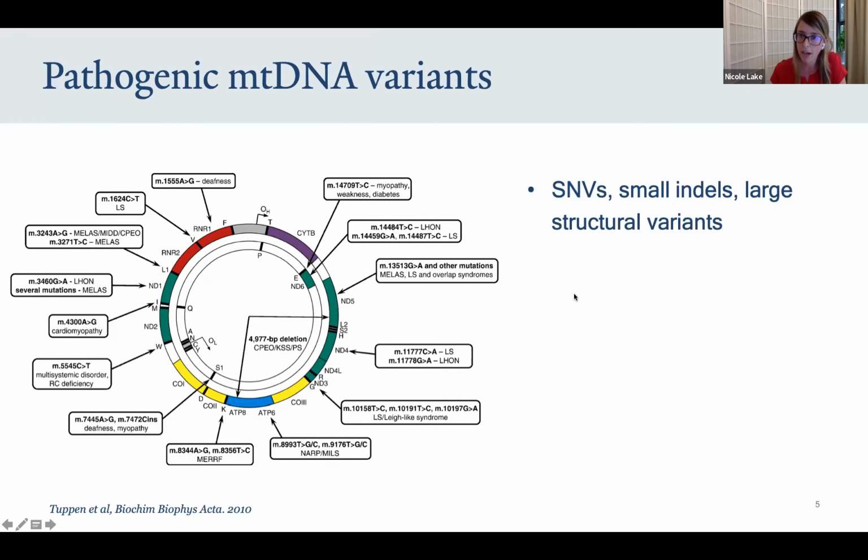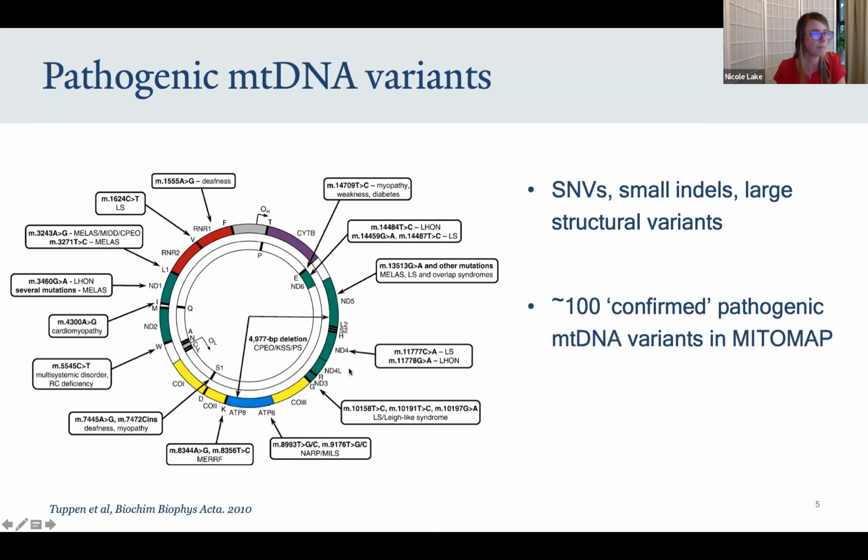There are a number of pathogenic variants that have been well characterized in the mitochondrial genome to date. The majority of these are single nucleotide variants, so mostly base substitutions in the transfer RNA genes or missense variants in the protein genes. There are also a large number of large structural variants that have been well characterized, so particularly these large deletions, many of which occur within this region, which is often referred to as the common deletion.